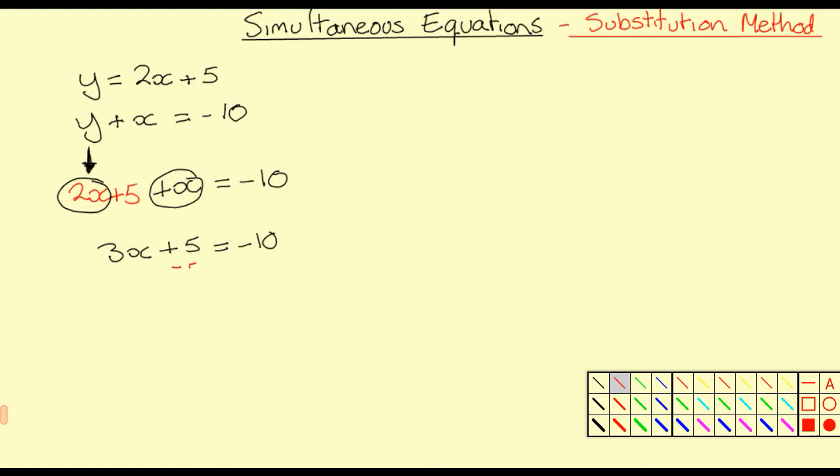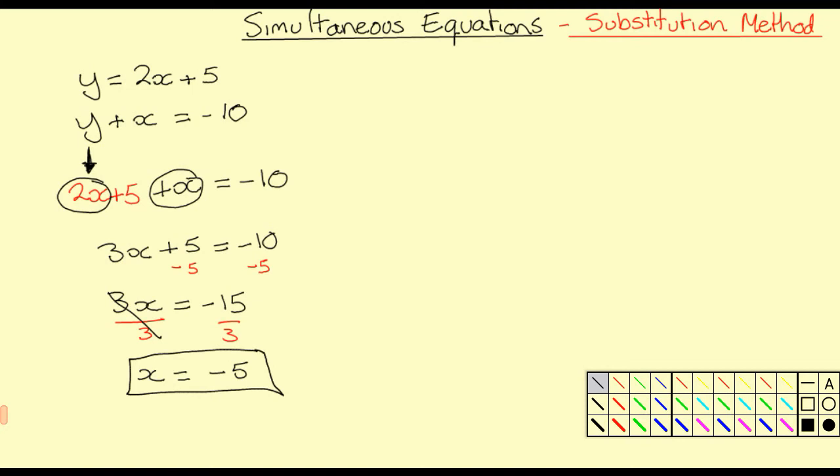So minus 5, so I end up with 3x equals minus 15. And then divide by 3, and I end up with x is equal to minus 5. Okay, now that I know that x is equal to minus 5, I'll just put a rectangle around it so you can see it's one of our answers.